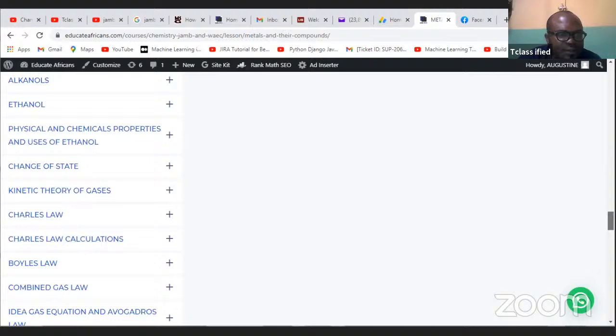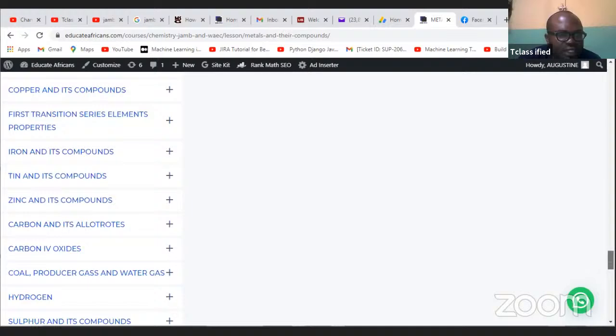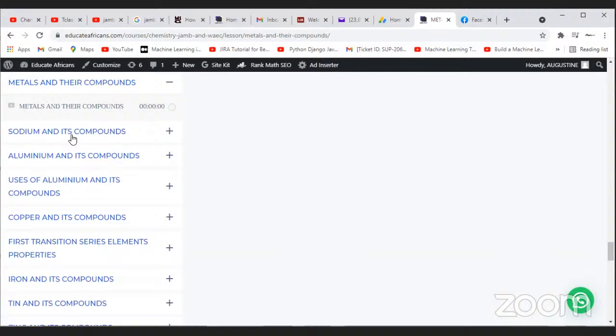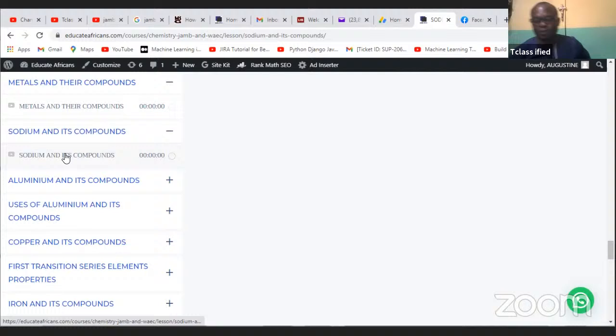Now I've also shown us how we can get our, what's it called? Okay, let's keep going down from there. Let's look at sodium and its compounds. I've told us how we can get our printouts. Printouts are very important because that's what you use in knowing when you are supposed to write.